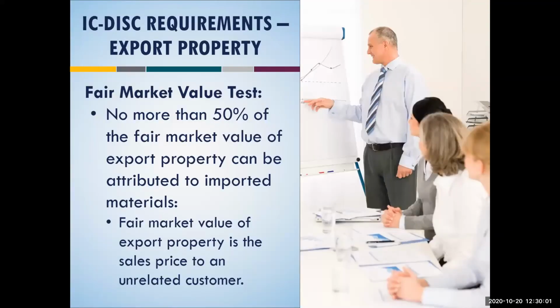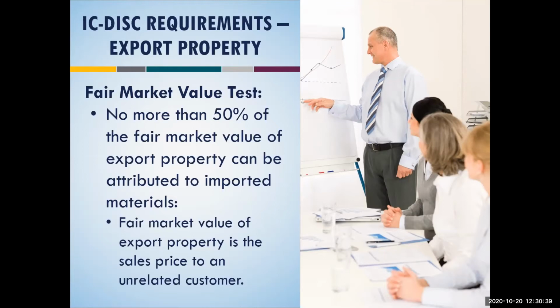And then the last test to determine qualified export property is the fair market value test. The fair market value test states that no more than 50% of the fair market value of the export property can be attributed to imported materials. And for this purpose, the fair market value of the export property would be the sales price to an unrelated customer. And the value of the imported materials would be the dutiable value claimed at customs.